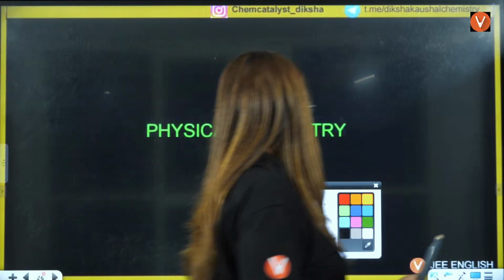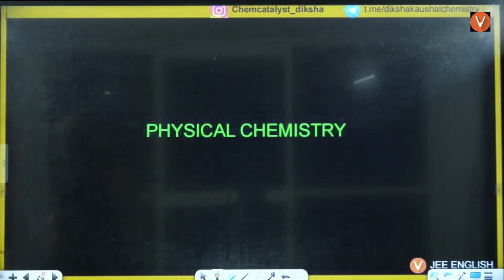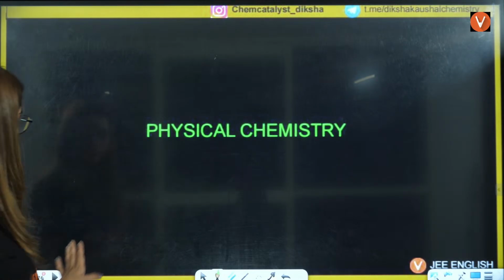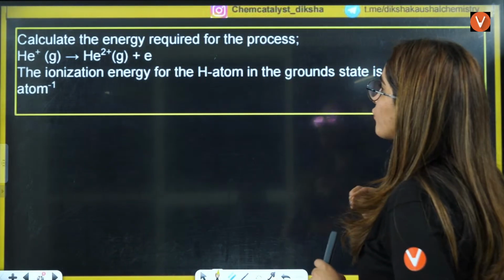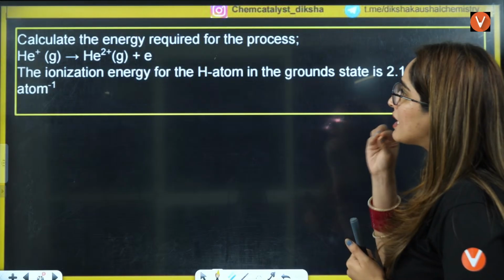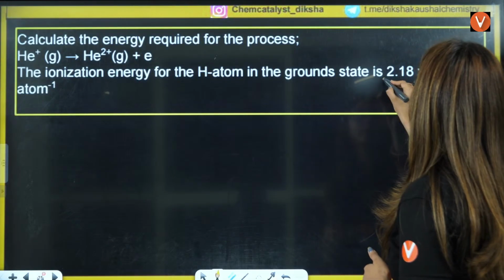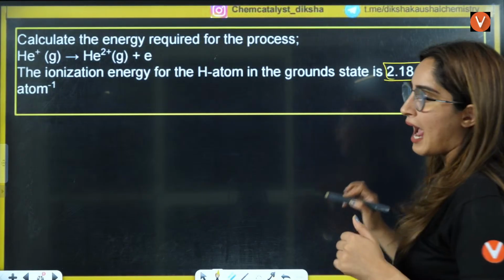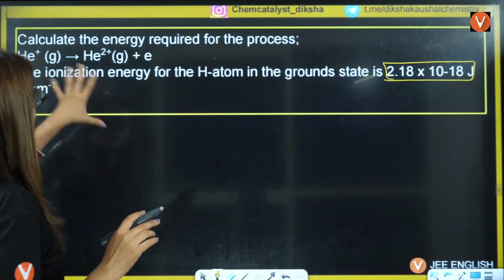Let us see who can answer the questions of physical chemistry. Right? Shivas, Sriram, Sai. Let us see that. So if you see here, the first question is: calculate the energy required for the process. So this energy is given to you. The ionization energy for H atom in the ground state is given to be this per atom. So what they have given you is: calculate the energy required for this process.